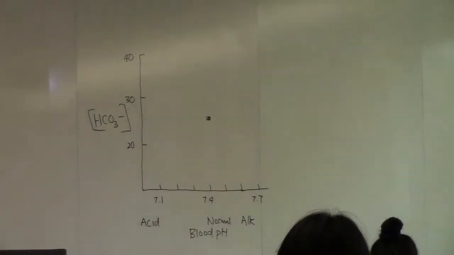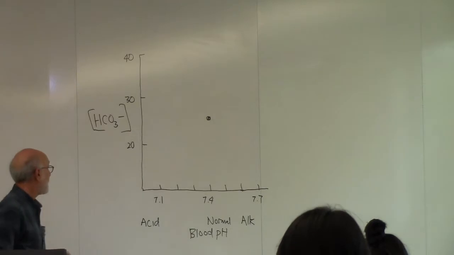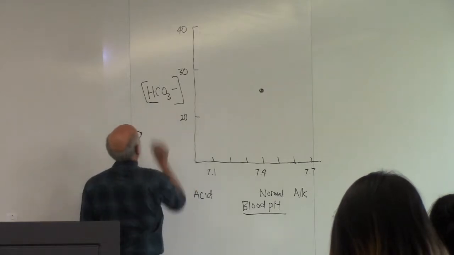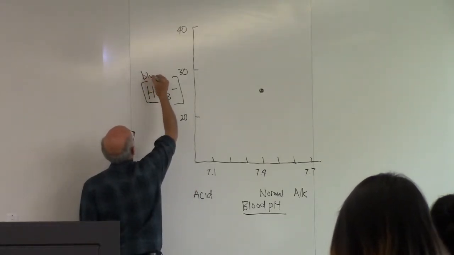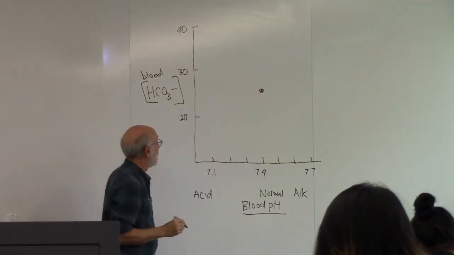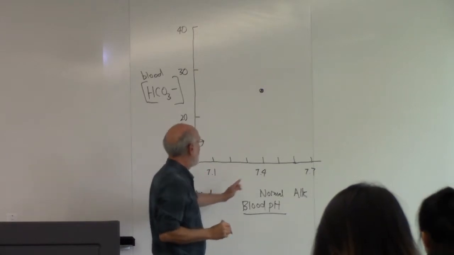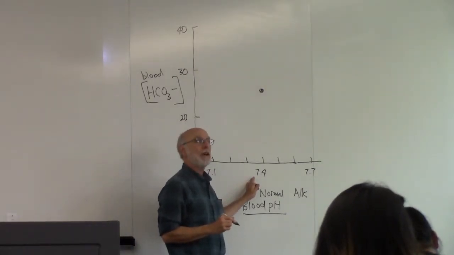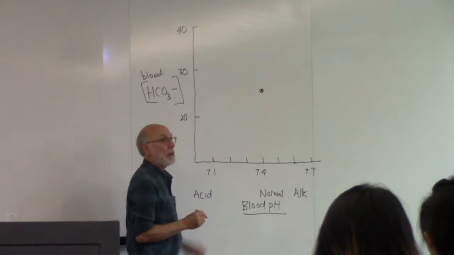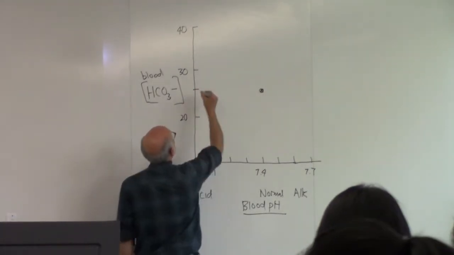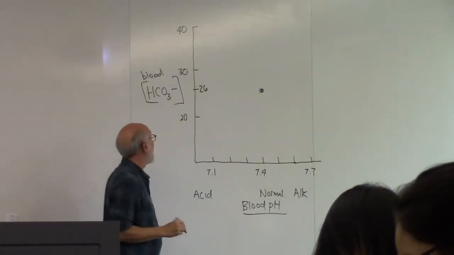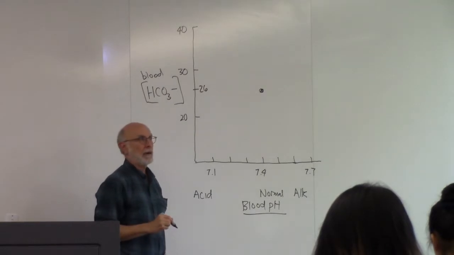Okay? So this is the Davenport diagram. We're plotting blood pH on the x-axis, and blood concentration of bicarbonate ion on the y-axis. The normal pH, which I am going to ask you to know, is 7.4. The normal bicarbonate concentration is 26, which I don't care that you know, but knowing that it's between 20 and 30 is important.